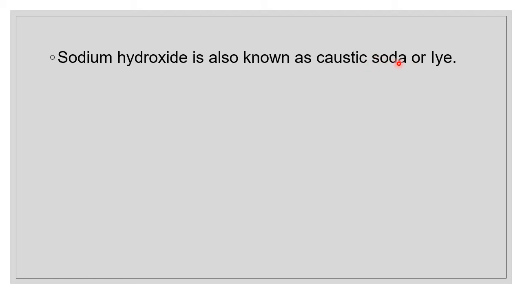Or lye. Lye is the very old name given to the alkalis which are very strong. So today we use caustic soda or sodium hydroxide, but the old name is still in practice in some books. So lye is the one which is strong alkaline, strong basic.